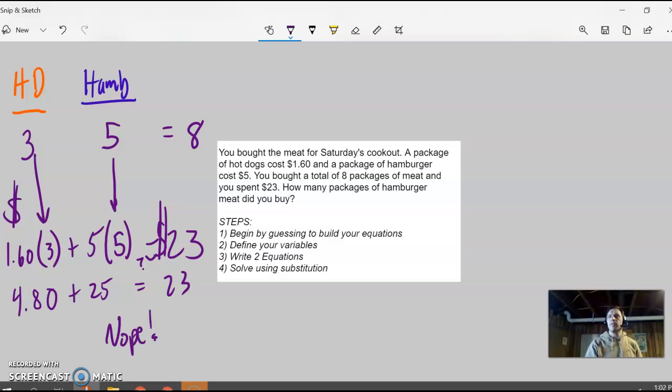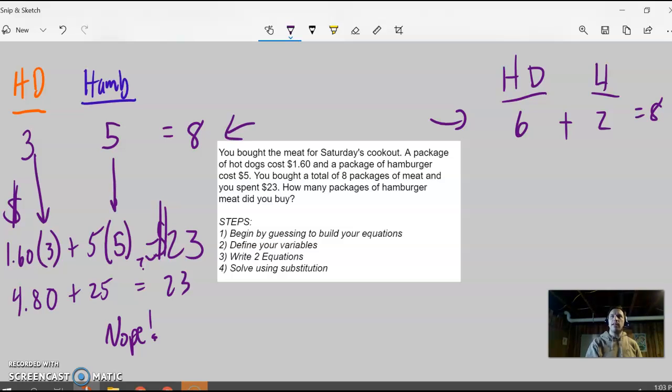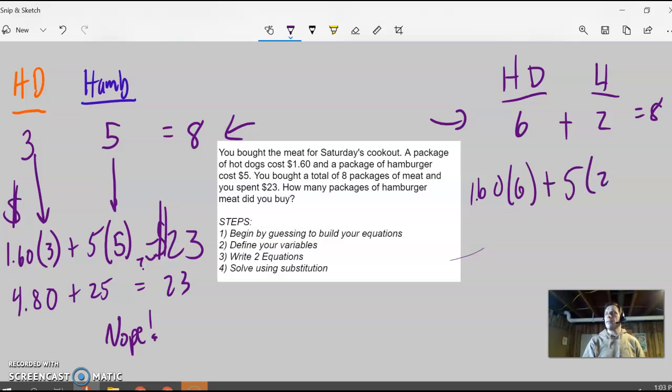So let's do another guess, all right? Hot dogs, let's say we had 5 sets of hot dogs. Or maybe, you know what, let's say 6 sets of hot dogs. That would mean we have only 2 hamburgers. Again, 6 plus 2 gives us that 8. Maybe you're seeing that this is where we get our first equation, right? That quantity equation, that idea of how many together we have. And then if we find out how much that would cost, $1.60 times 6 hot dogs plus $5 times 2 hamburgers. Does that equal $23? All right, so then we do the math.